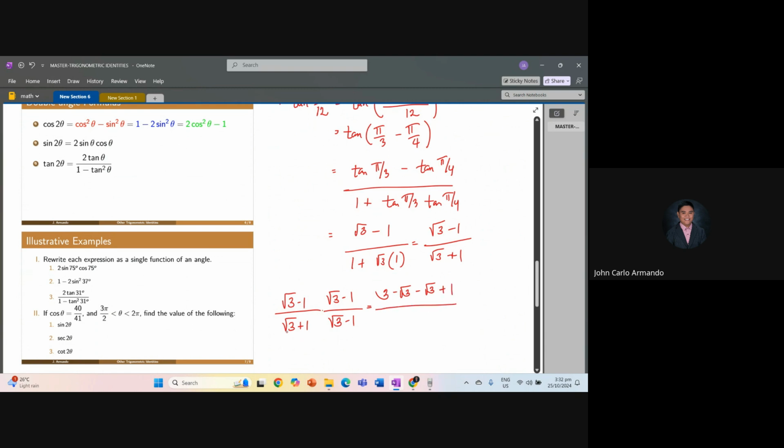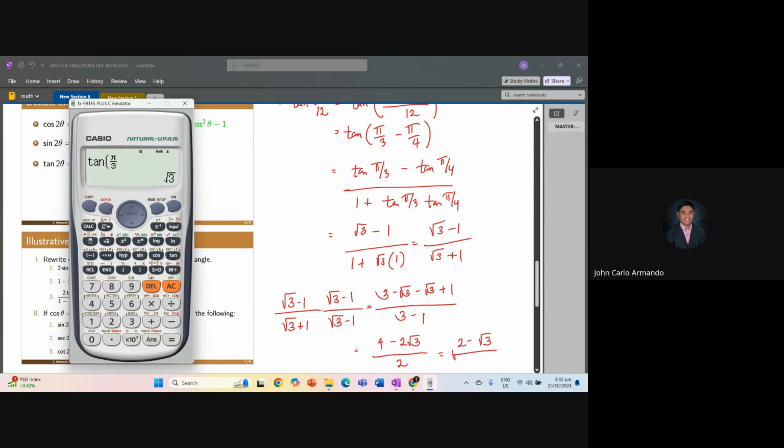Divided by square root of 3 times square root of 3, that is 3. 1 times negative 1 is negative 1. The numerator is 3 plus 1, 4. Negative square root of 3 minus square root of 3 is negative 2 square root of 3. Then 3 minus 1 is 2. As you can see, everything is divisible by 2. So 4 divided by 2 is 2, minus 2 square root of 3 divided by 2, we just cancel 2 and we have square root of 3. And this is the answer: 2 minus square root of 3.